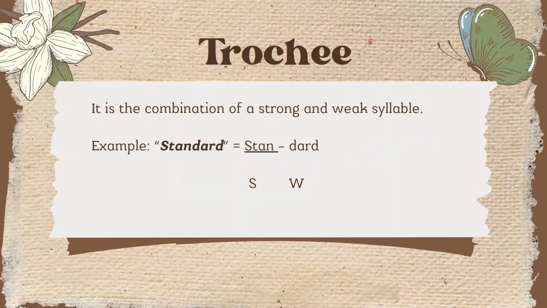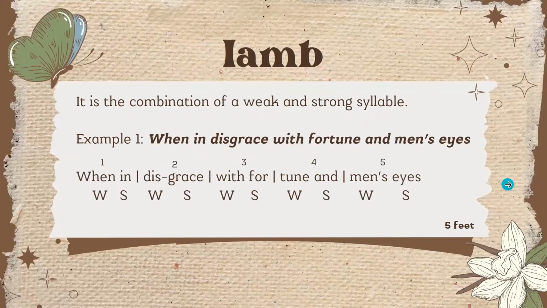Now, a trochee is the combination of a strong and then a weak syllable. For example, we have the word "standard." "Stand" is the strong syllable and "ard" is the weak syllable. Now we have "iamb." It is the combination of a weak and strong syllable.